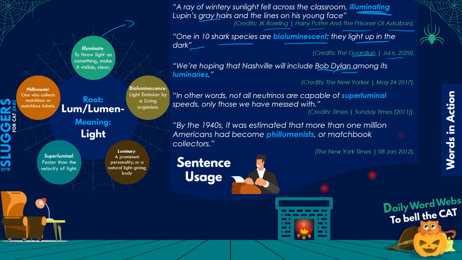See, guys, the sources from where these have been taken have been mentioned here, so I'm not going to call them out every time. They've been mentioned for the sake of credits. Next, "Not all neutrinos are capable of superluminal speeds." Superluminal speeds means speeds greater than that of light. Next, "By the 1940s, it was estimated that more than 1 million Americans had become philumenists." That means collectors of matchboxes or matchbook labels, not stamps, sorry. Stamps would be philatelist. So that's about the sentence usage.